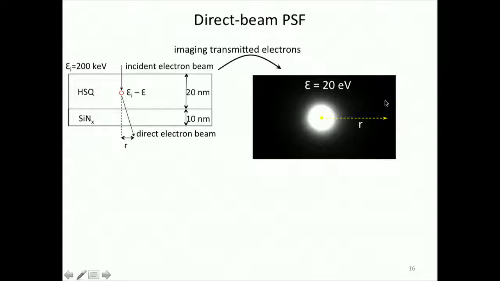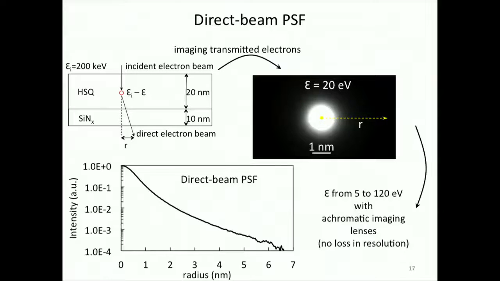So for a 20 eV energy loss, this is what the spot size looks like after the sample. And I can do this for many different energy losses and see how the electrons lose energy as a function of position. By using an achromatic imaging lens, I can do a fair comparison between the spot size at different energies.